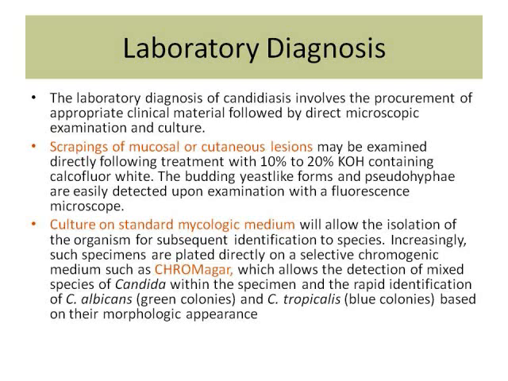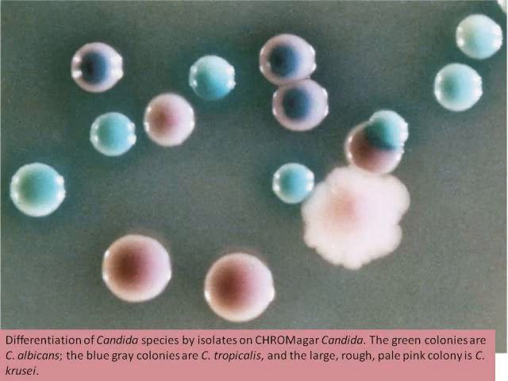Okay, so you can see from here, this is a typical isolate on chrome agar. The green colonies are C. albicans. The blue colonies are tropicalis, and the large rough pale are other types of Candida. So this is one of the rapid identification tests that we normally do for identification of Candida. And you can also see, we talked about phenotypic switching, so they can kind of switch from a smooth and round colony to an irregular kind of colony here.